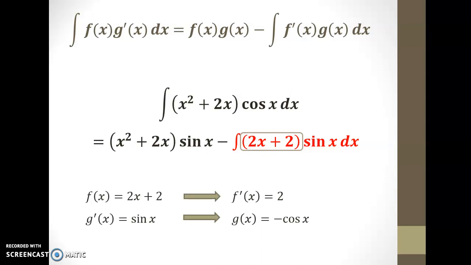Considering f will be 2x plus 2, then f prime is its derivative, 2. Considering g prime has to be sine of x, it's the only remaining term in the integral that is highlighted in red, then g, its antiderivative, is minus cos of x.